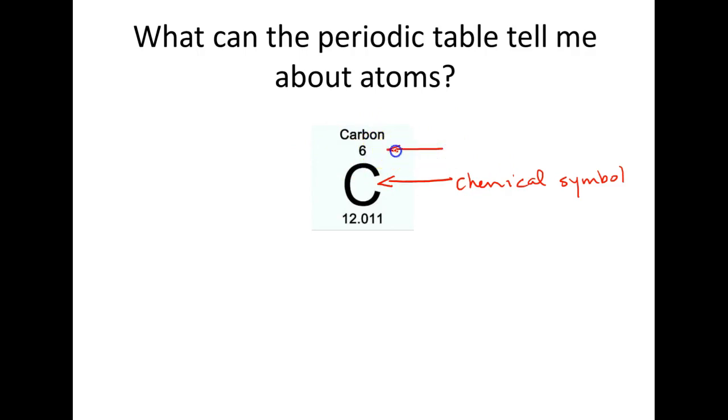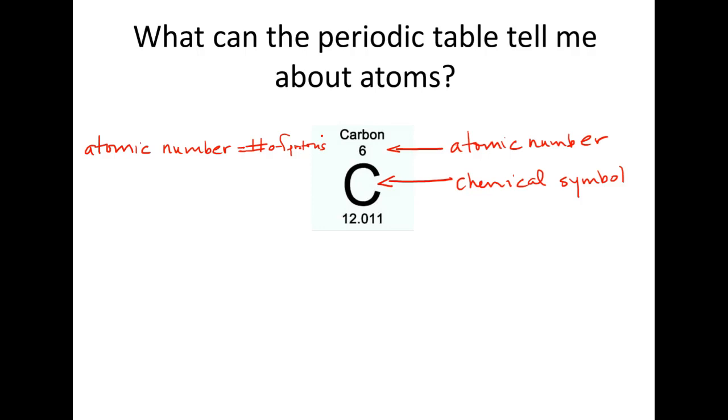Next, you have a number towards the top, and we call this number the atomic number. So, what the atomic number means is it defines how many protons are in an atom. So, atomic number equals number of protons.